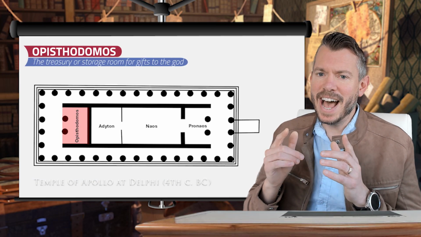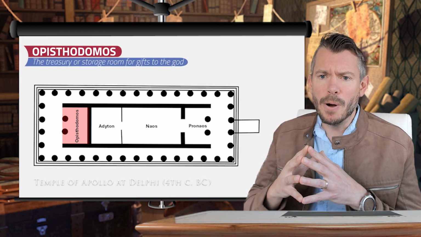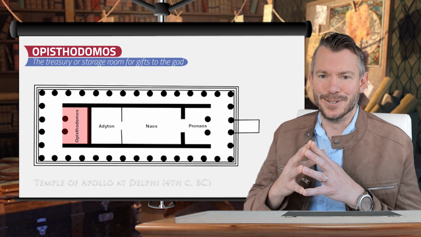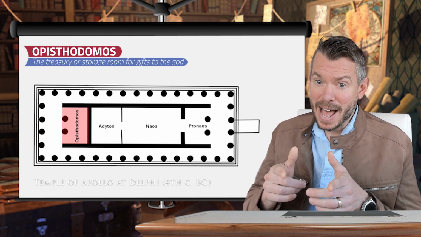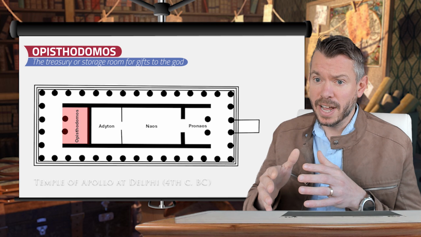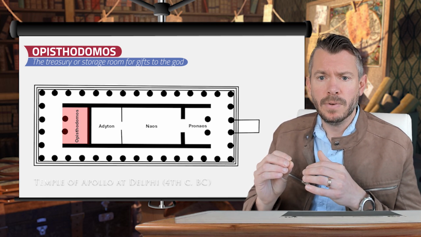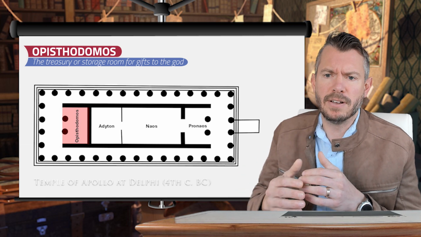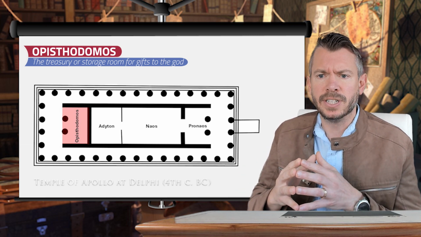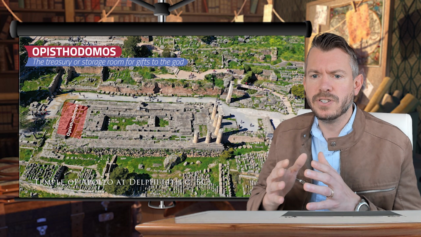Alright, next up we've got the funnily named Opisthodomos, the temple's VIP storage room. So, if a temple had a pronaos, chances are it also had an Opisthodomos, a room at the back of the temple, mirroring the pronaos in design, but facing the opposite direction. But this wasn't just for symmetry.